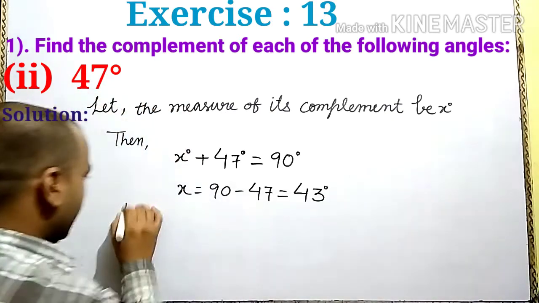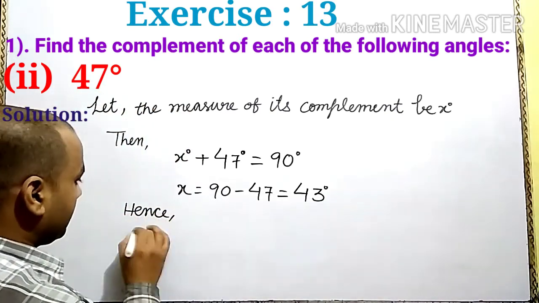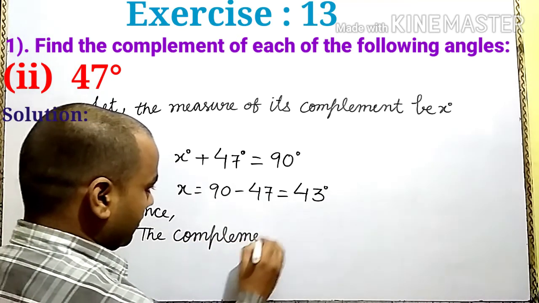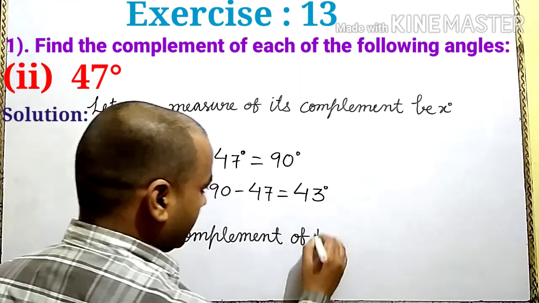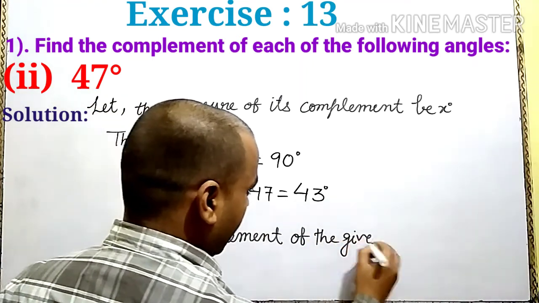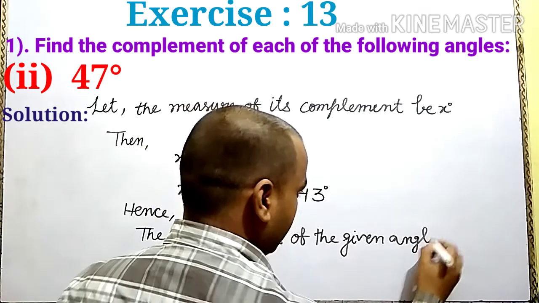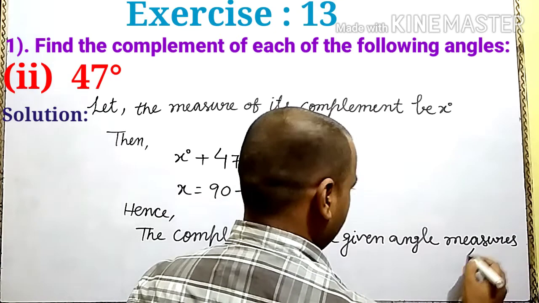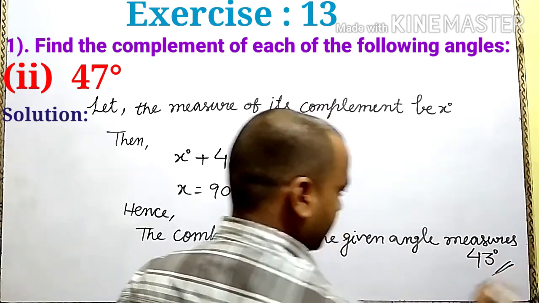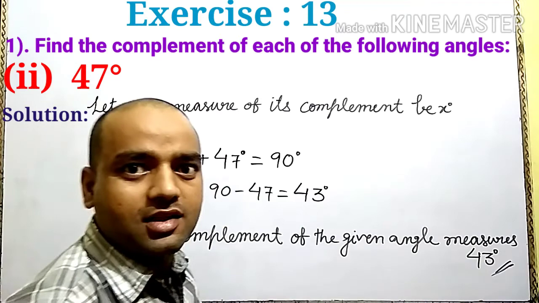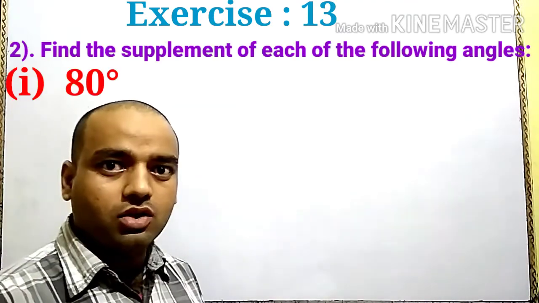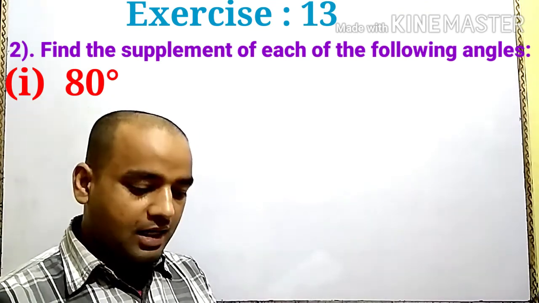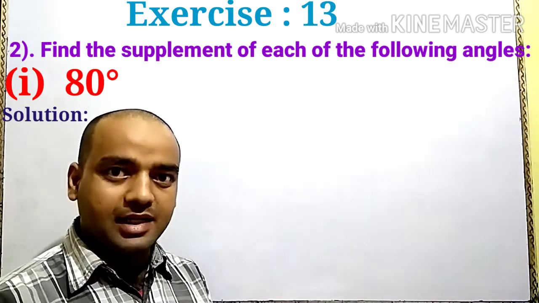Hence the complement of the given angle measures 43 degree. Is it clear? Now let us discuss question number 2. In question number 2, find the supplement of each of the following angles. Here the angle given is 80 degree.